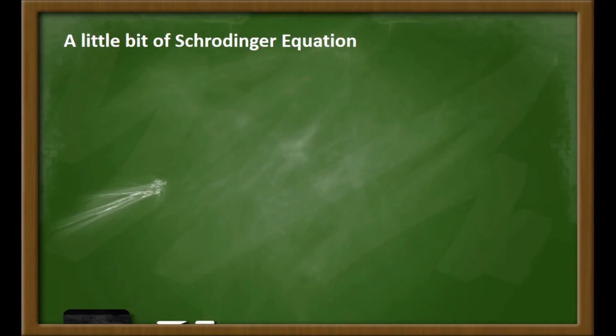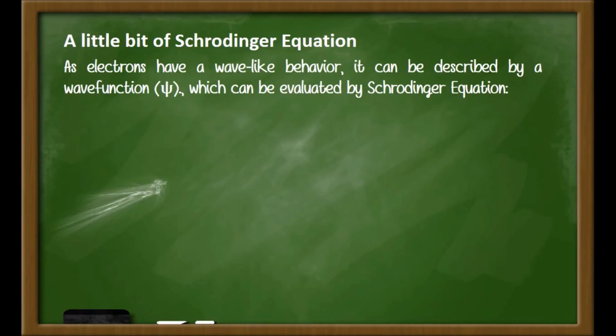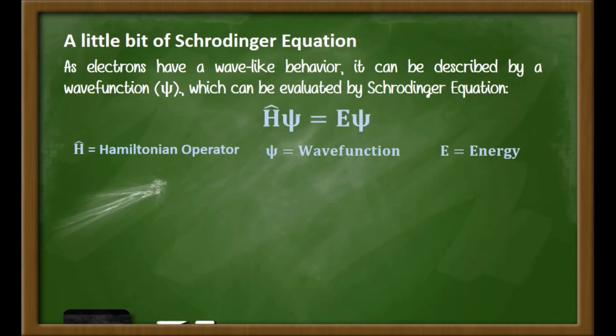Now that you have already studied the principal quantum number n, we are going to need a little bit of quantum chemistry to keep going in our study of the other three quantum numbers. One of the principles of quantum chemistry is that electrons can behave like a wave. And this wave-like behavior can be described by a wave function, psi. That wave function psi can be evaluated by the Schrodinger equation. The Schrodinger equation in one of its simplest forms is shown here.